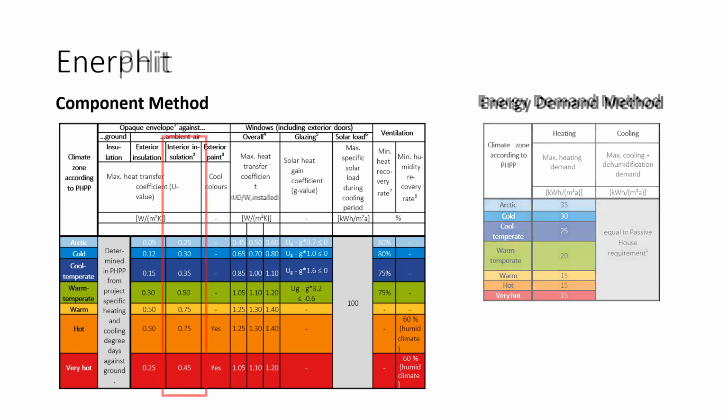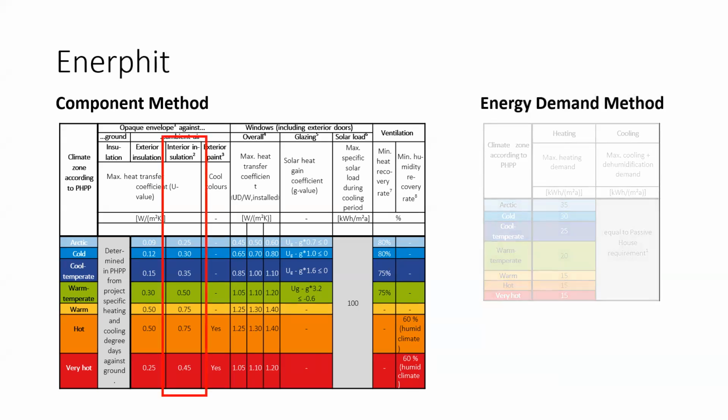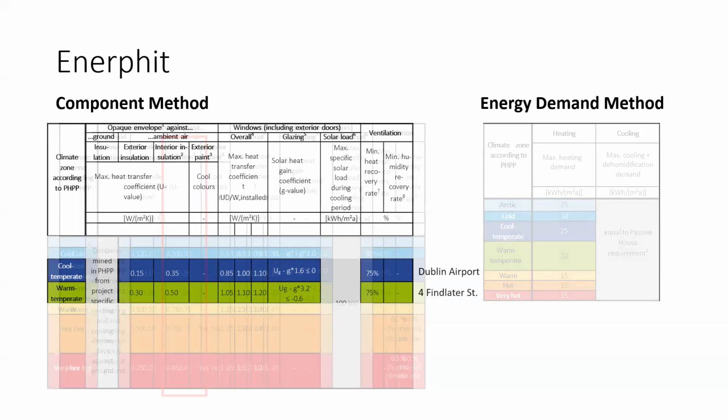But for this project, we're focused on the internal insulation criteria, which is highlighted there, and those are your backstop U values for your internally insulated walls. As I said, PHPP is climate specific, and for this project we're considering two climate zones. PHPP has, I think, six data sets that come as standard. The nearest data set to our project would be Dublin Airport, and that is a cool temperate climate zone.